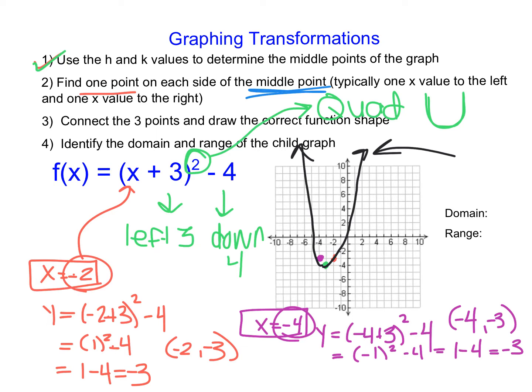Now my last thing here is I'm going to find my domain and my range. My domain, I know this graph is going forever to the left and forever to the right, so I know my domain is all real numbers. And then my range, if I look closely here, what I notice about my range is that the lowest point here is -4, and then my graph goes up. So my range are all of the y values that are greater than or equal to -4.